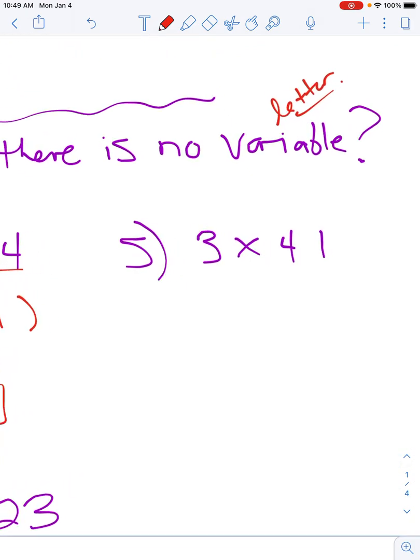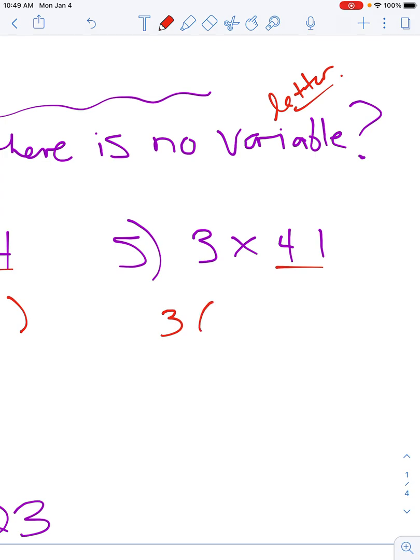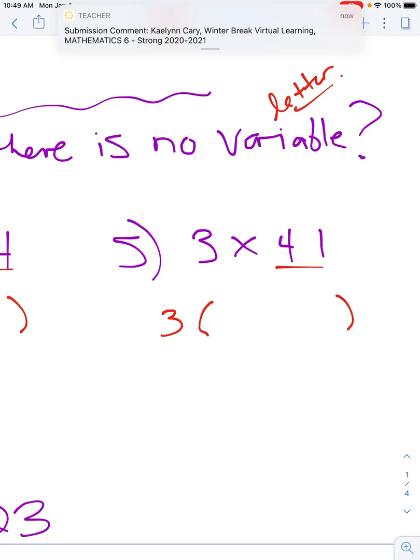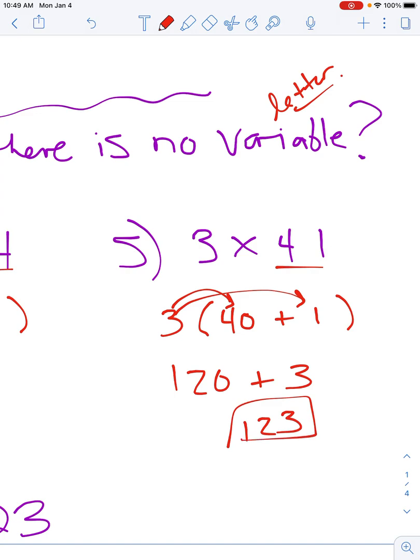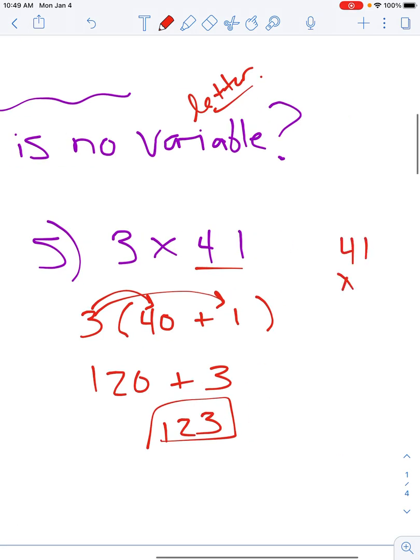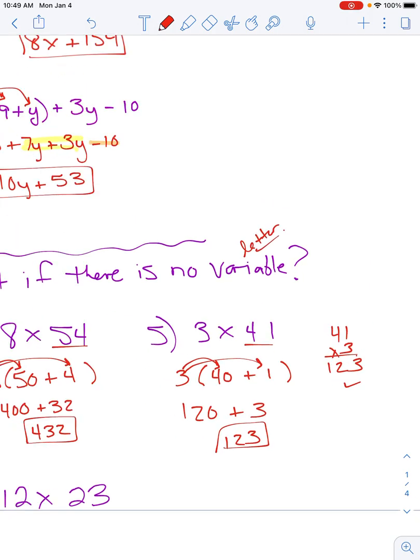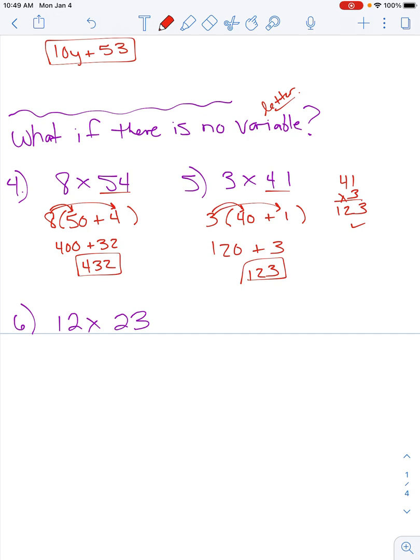Number 5, we're going to leave that 3 alone and then break up 41 into a base 10. 10, 20, 30, 40, 50, 60, 70, 80, 90, 100. So that would be 40 and 1 would make our 41. And then distribute. 3 times 4 is 12, so 3 times 40 is 120. 3 times 1 is 3, so 120 plus 3 is 123. And if you were to do 41 times 3 traditionally, you would get 123, so you could check it if you wanted to. On a test, I would definitely check it.